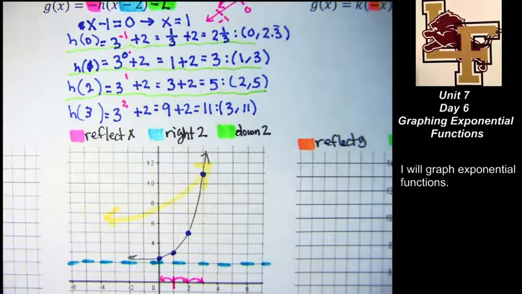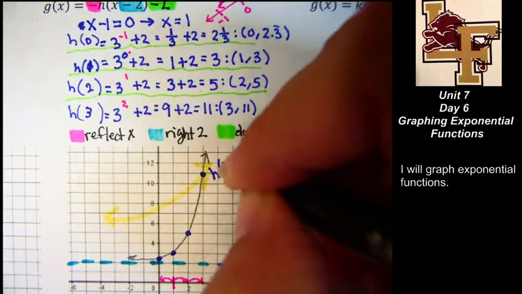And there it is, looking not too terribly unlike what I had thought in my head a growth should look like, which was the yellow thing that I drew. Okay. And I'm going to label this h of x.